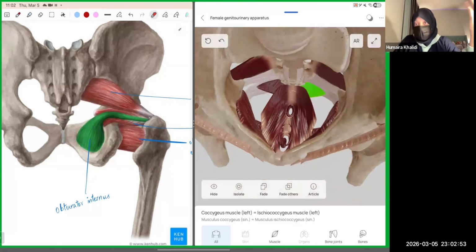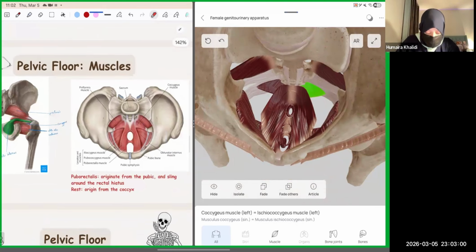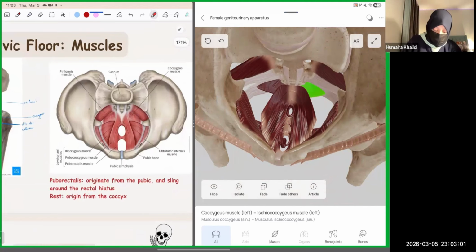These together form the pelvic muscles, the pelvic diaphragm. The puborectalis is the only one that originates from the pubis and slings around the rectal hiatus. The rest originate from the coccyx and go until the pubis. So let's say the pubococcygeus, and then you have the iliococcygeus. They originate from the coccyx.